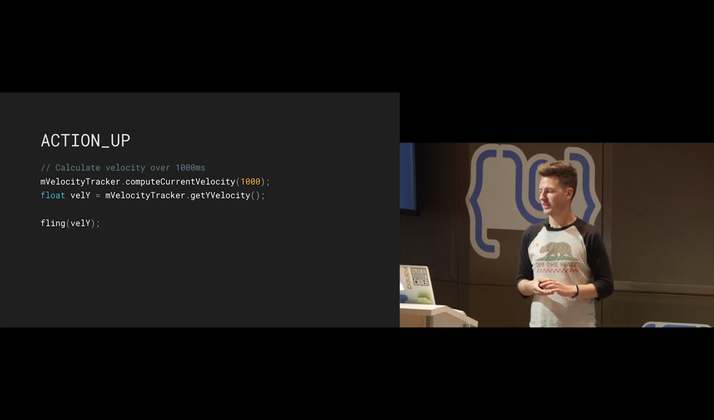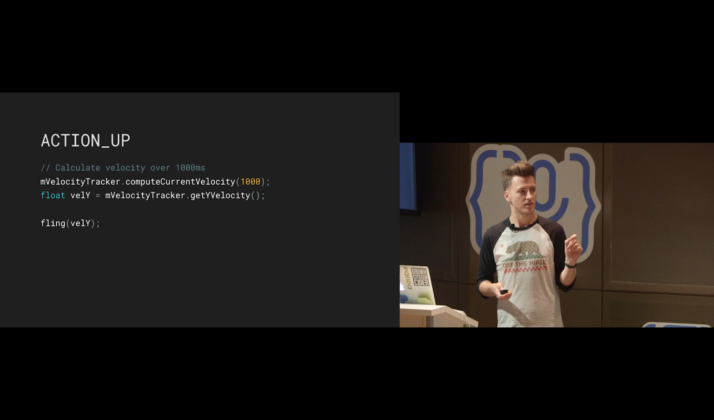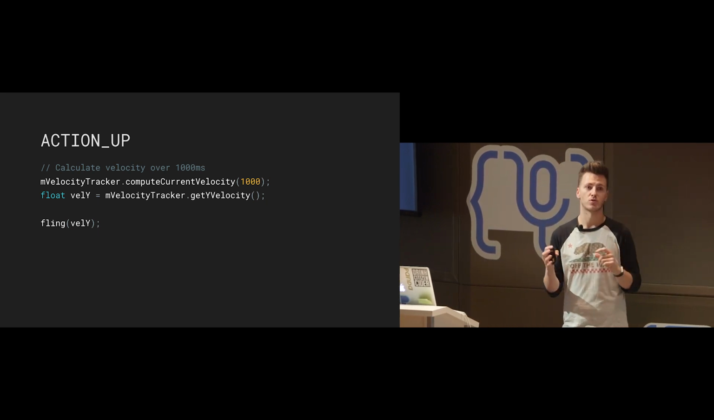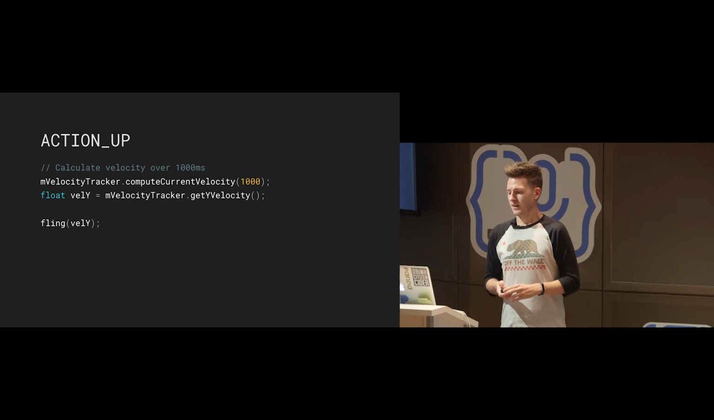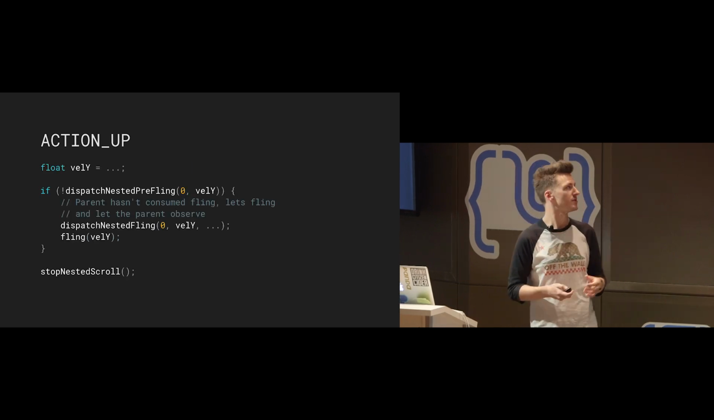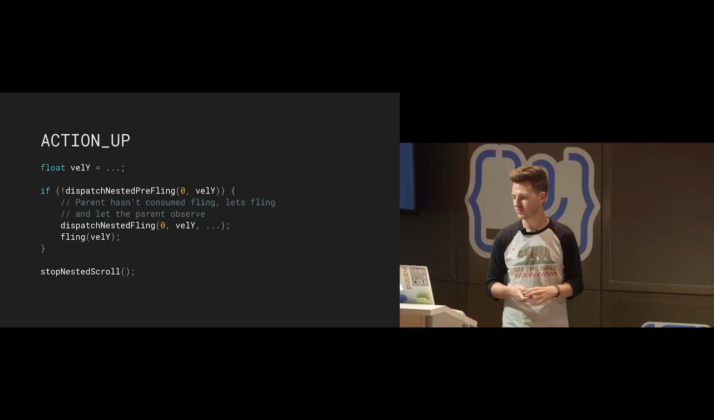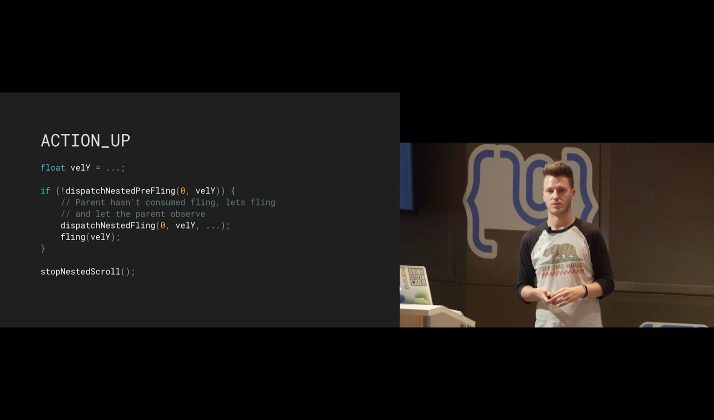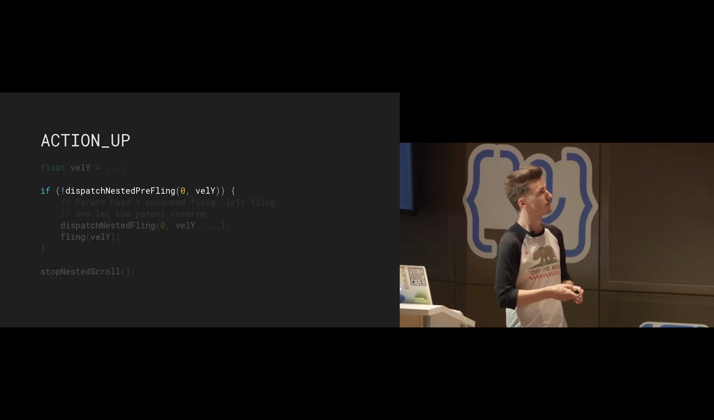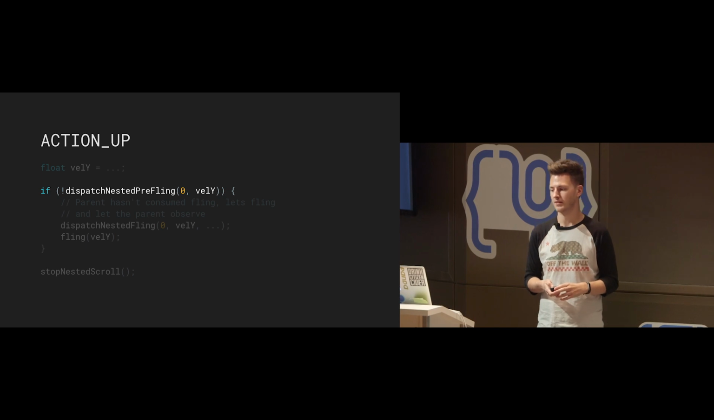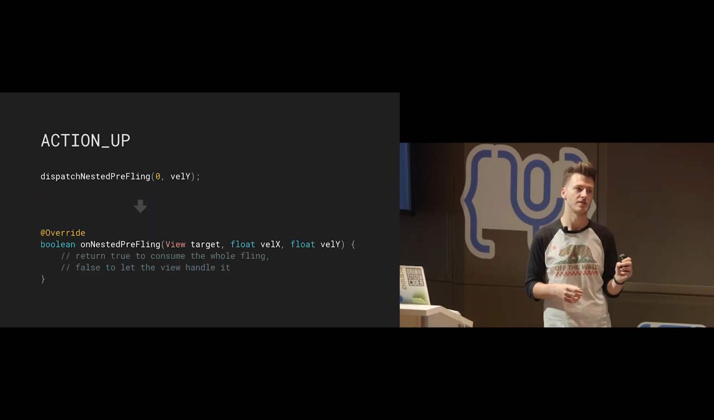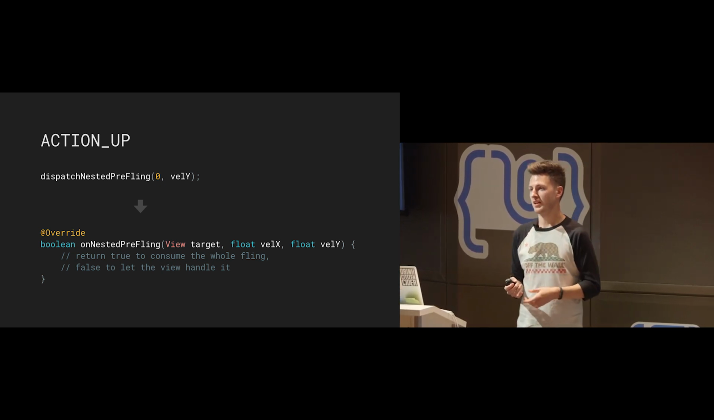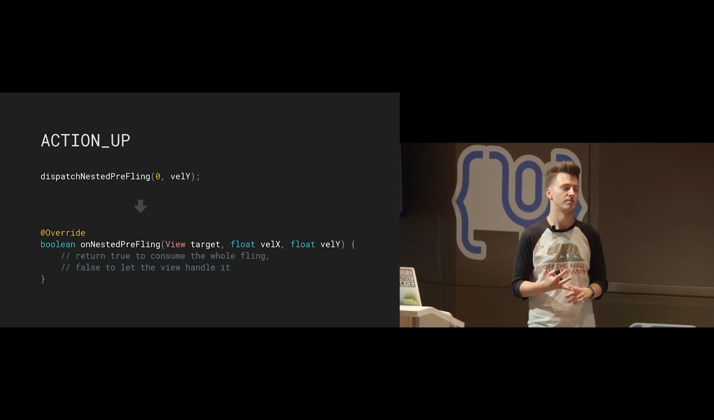Again, nothing's really changed here. We get the velocity, we calculate that, and we start flinging. Now, remember when we looked at the nested scroll APIs, there's both scroll APIs and also fling APIs. That's where these come into play. So here's typically what happens. We'll get that velocity value, and then we'll call dispatchNestedPreFling, passing it the velocity value. Once that is called, the onNestedPreFling method on the parent is called, and it has 2 options. It can either return true or it can return false.